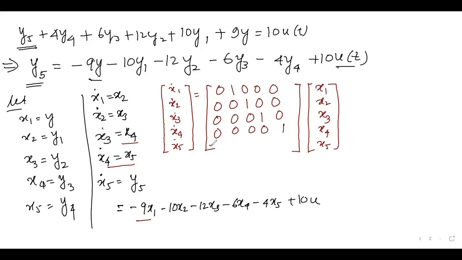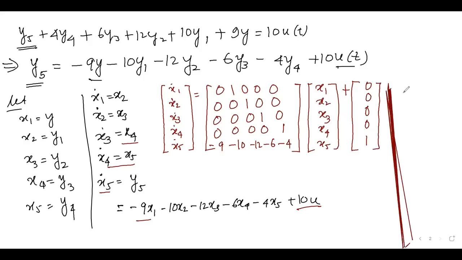y5 means minus 9x1 minus 10x2 minus 12x3 minus 6x4 minus 4x5 plus 10u. So that means this is 0, 0, 0, 0, 10 for the u. Okay, and solving this we will get y.